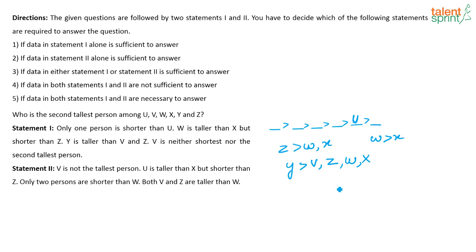V is neither the shortest nor the second tallest person. Okay, so see here, what can I say? I can say that Y is taller than V, Z, W, X and U.